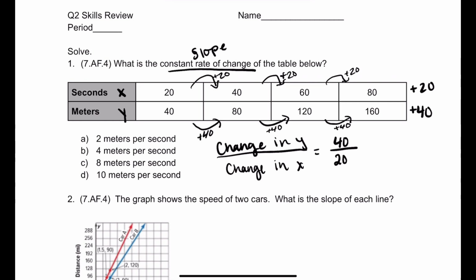If I look at my options here, I don't have 40 over 20, so we're going to go ahead and divide this. 40 divided by 20 is going to give me 2, okay? So we have 2 meters per second. Remember, it's always y per x, which is meters per second, okay?